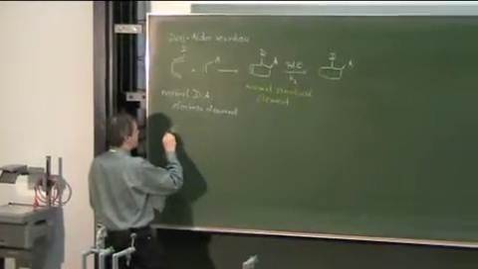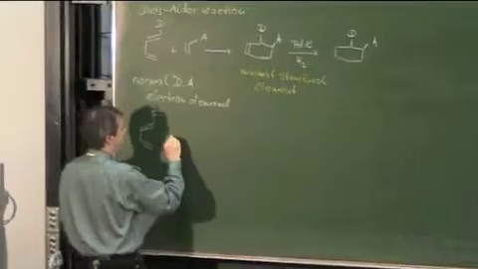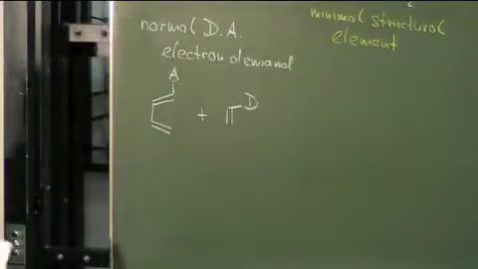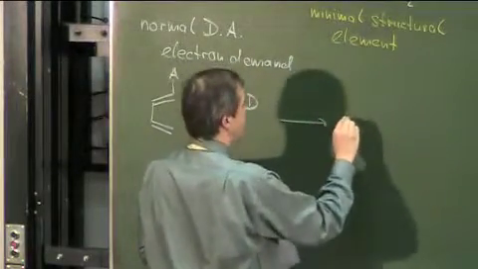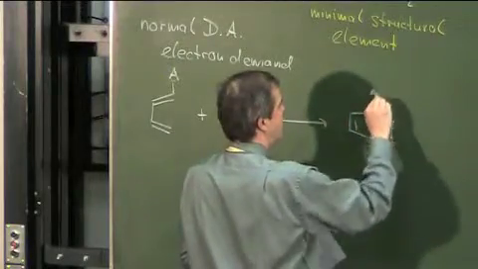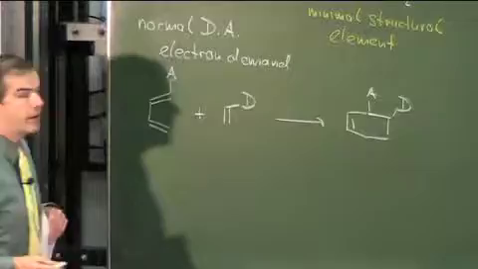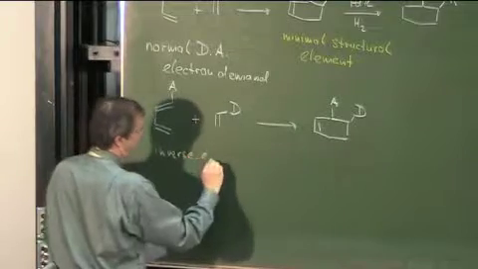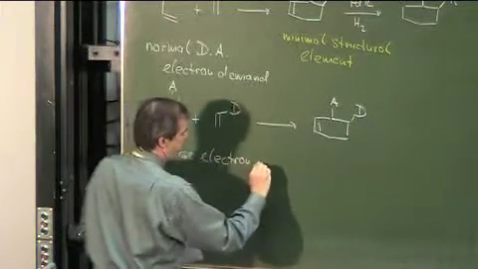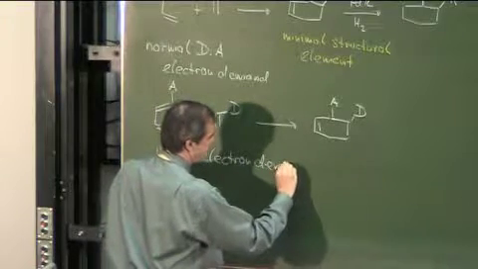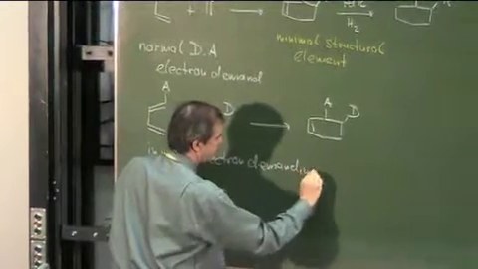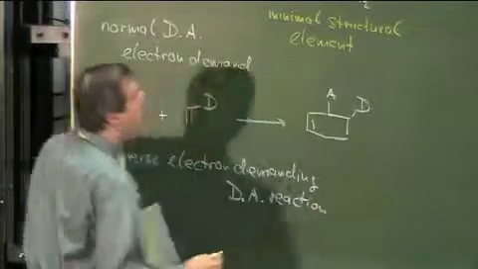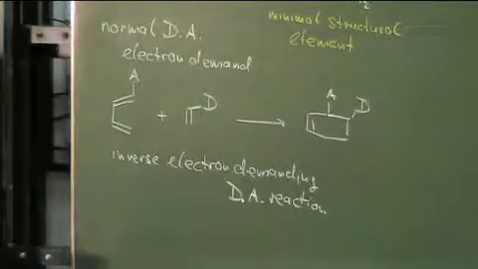But the inverse is true as well. It's just not as common that if you have an acceptor substituted diene and a donor substituted dienophile, by the same way Diels-Alder reactions will proceed well, and that is a so-called inverse electron demand Diels-Alder reaction. So far so good.